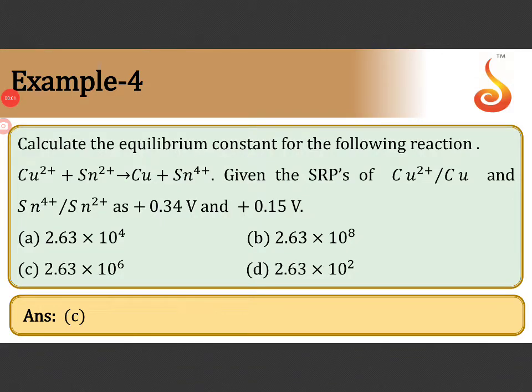So this problem is example number 4, CET lecture 3. Calculate the equilibrium constant for the following reaction: Cu2+ + Sn2+ giving you Cu + Sn4+. Standard reduction potentials, or SRPs, of both the electrodes are given. So now we will proceed to solve this problem.